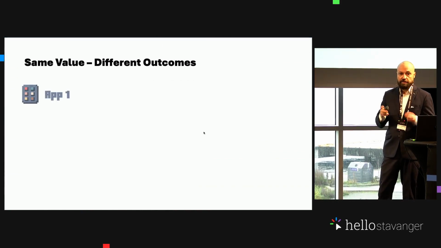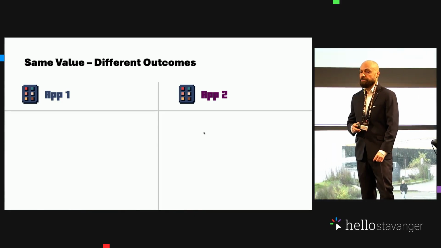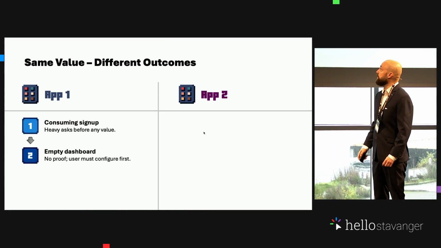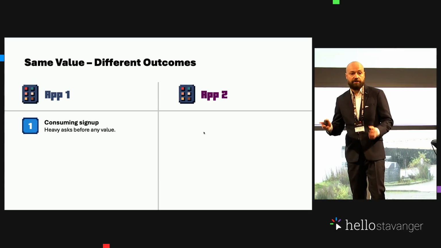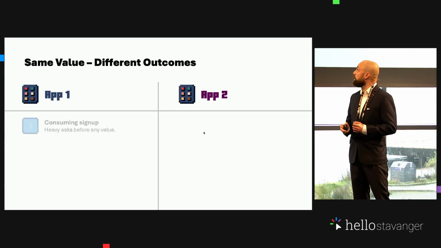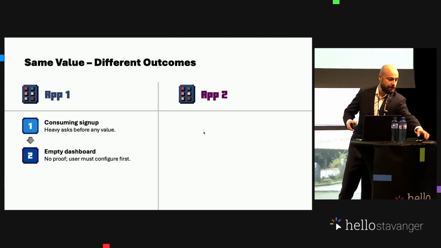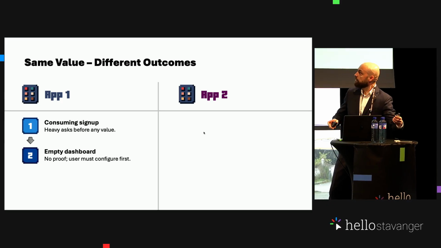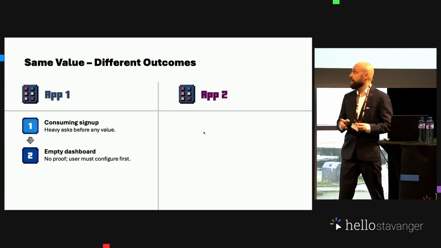we want to look at the same app, two different propositions. We have app 1 and app 2, the traditional method of looking at a consuming sign-up, very, very heavy ask right from the go. And sorry, does the clicker work now? No. All right. And then you're met with an empty dashboard.